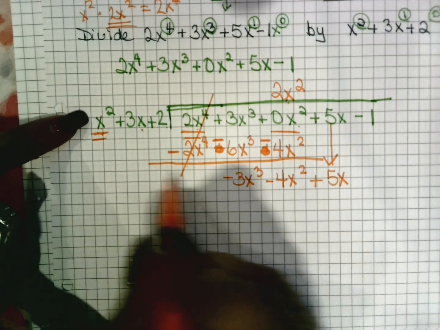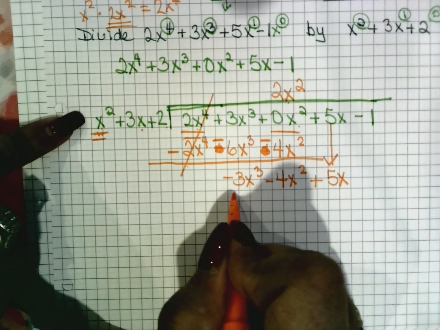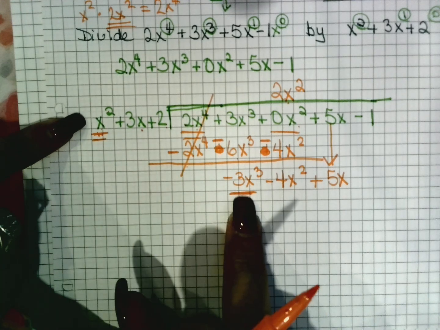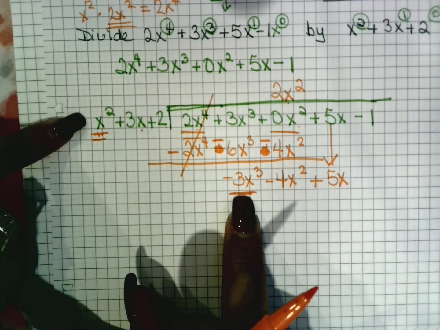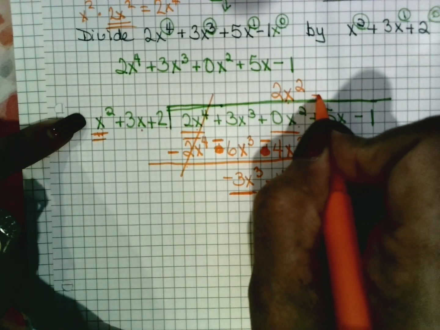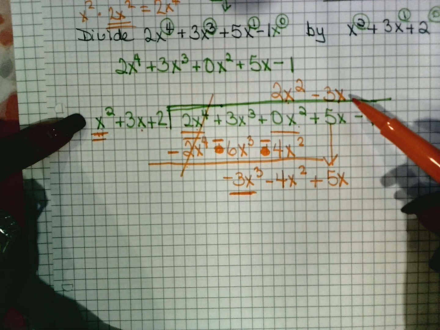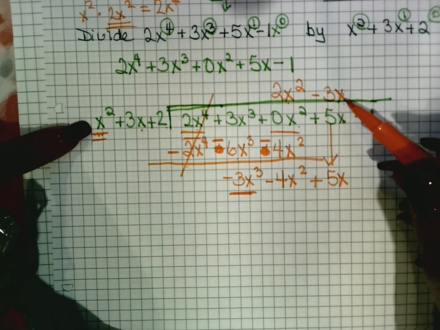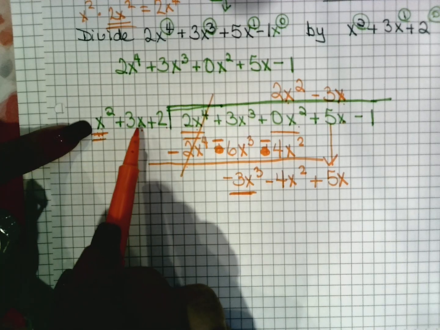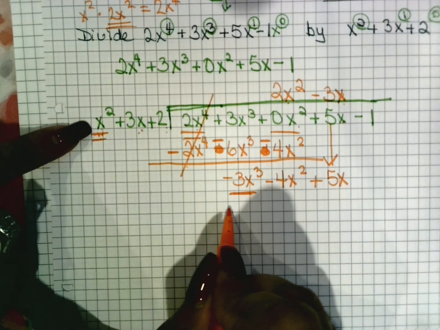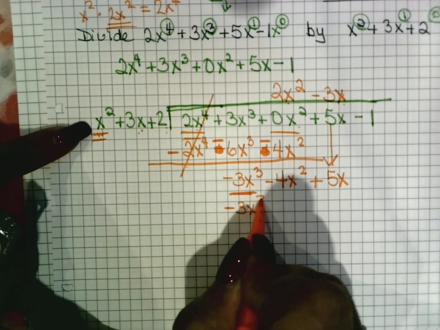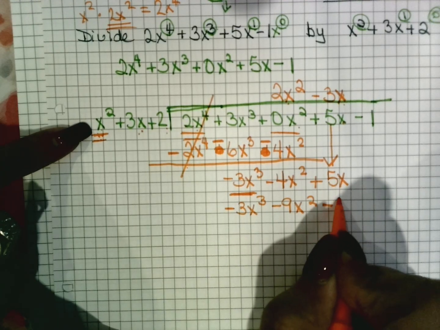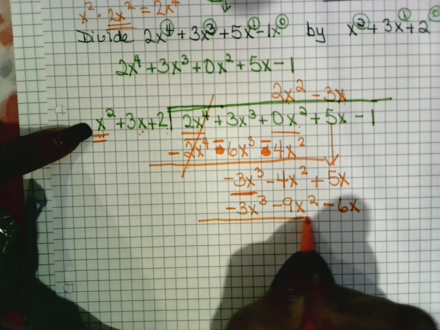Okay? Now I am going to look still at that x squared, but at this particular term, the one that's over here. So x squared times what gives me negative 3x to the 3rd? Well, that's going to be negative 3x. Please note that the x has to be over the x term. All right. Now we're going to take the negative 3x and multiply by x squared, by 3x, and by 2. So that's going to give me negative 3x to the 3rd minus 9x squared minus 6x.